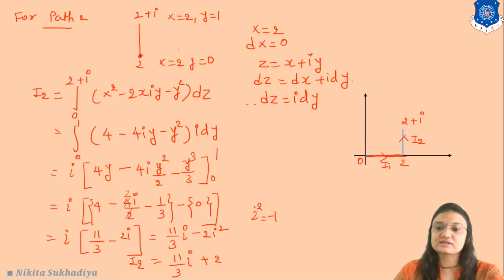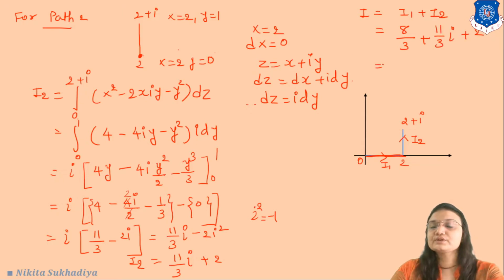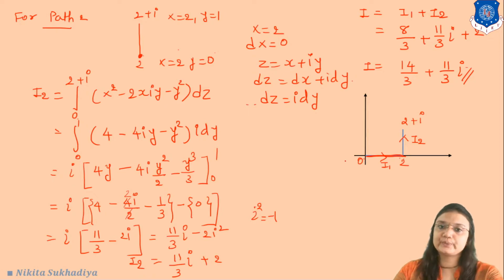Here we have two answers. Here for path number 1, I am writing the final integration I is equal to I1 plus I2. For path number 1 we have answer 8 by 3, and for path number 2 we have answer 11 by 3i plus 2. Okay, so now we will get the final answer 14 by 3 plus 11 by 3i. Okay, so this is our final integration along the line 0 to 2 and 2 to 2 plus i.